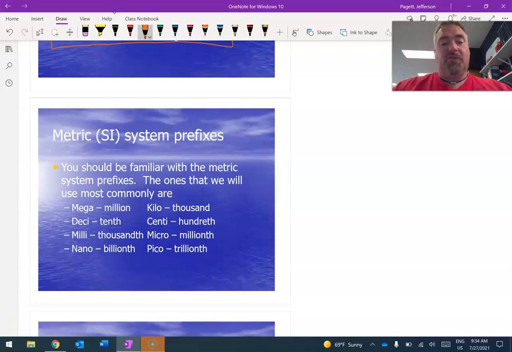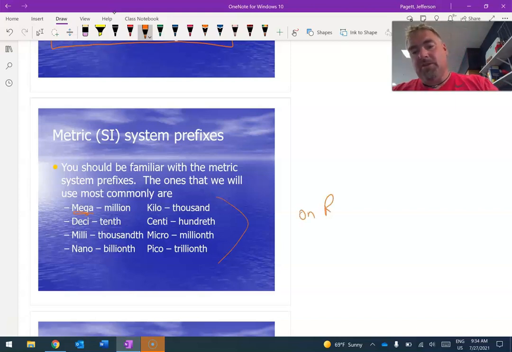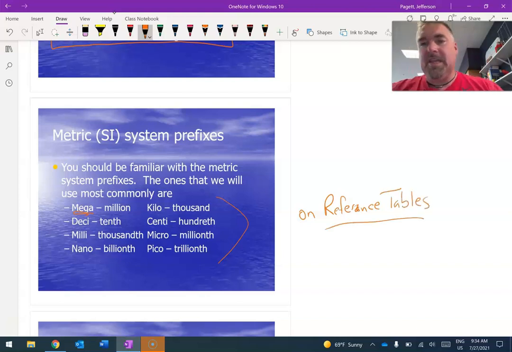You should be relatively familiar with the SI system of metric prefixes. Mega is a million, deci is a tenth, all these other ones. All of these are also given to you on your reference tables. And you can find a copy of the reference tables in your content library.